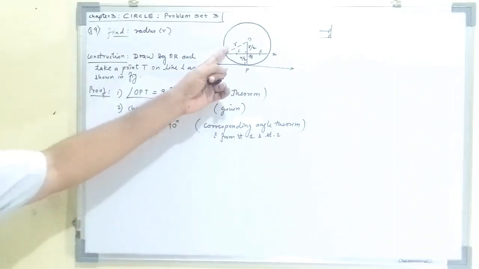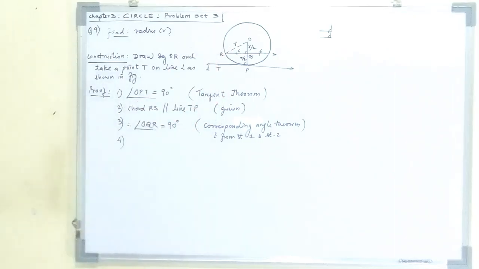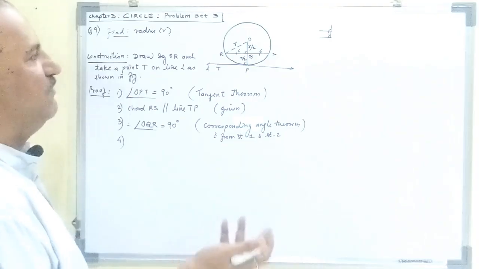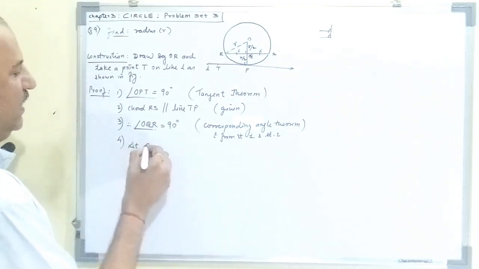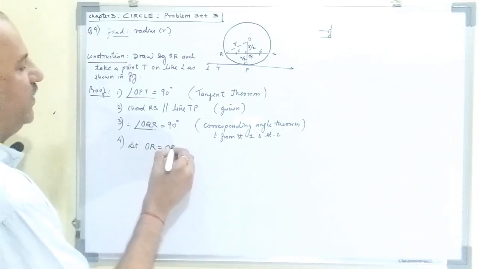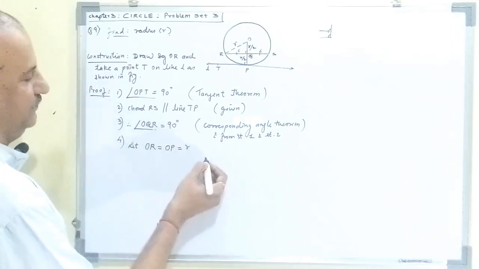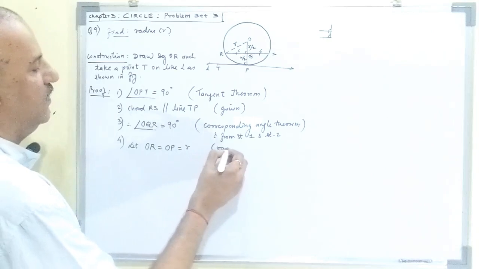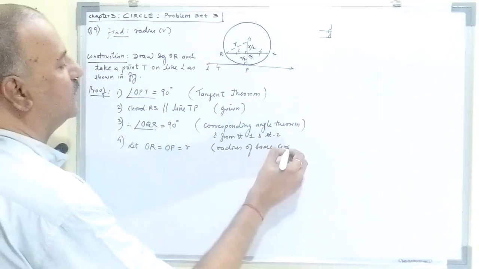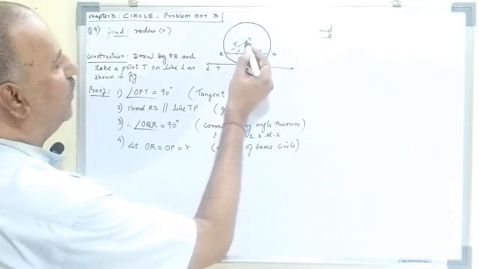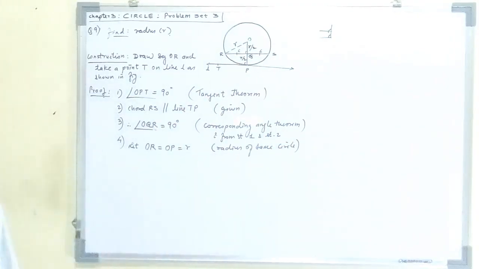What is OR? OR is equal to R, हम लोग रेडियस ले लेते हैं. लेट हम लोग बताना पड़ेगा. Let OR equal to OP equal to R. Radius of same circle. तो ये OR और ये OP क्या हो गया? रेडियस ऑफ द सेम सर्कल हो गया.